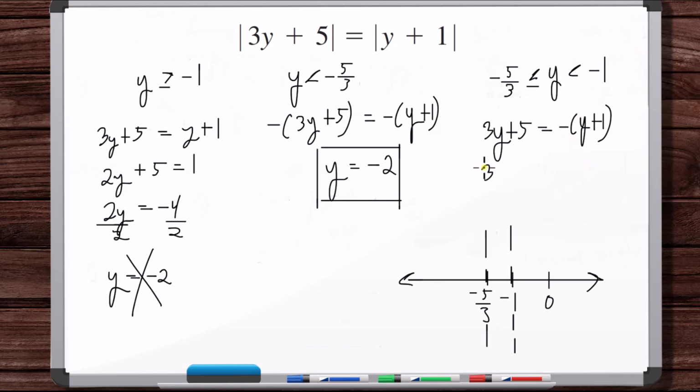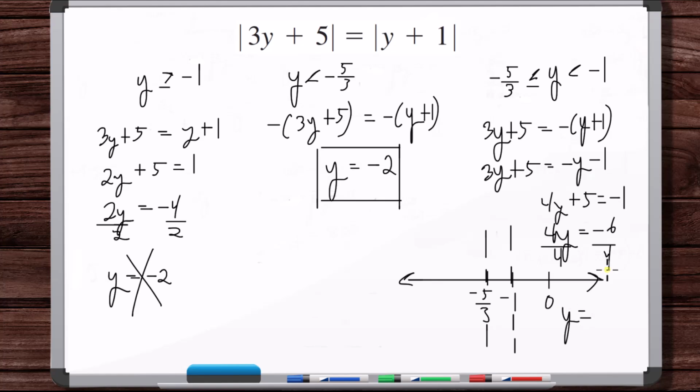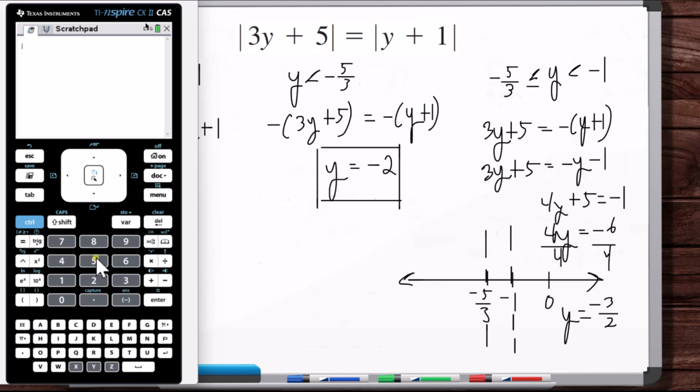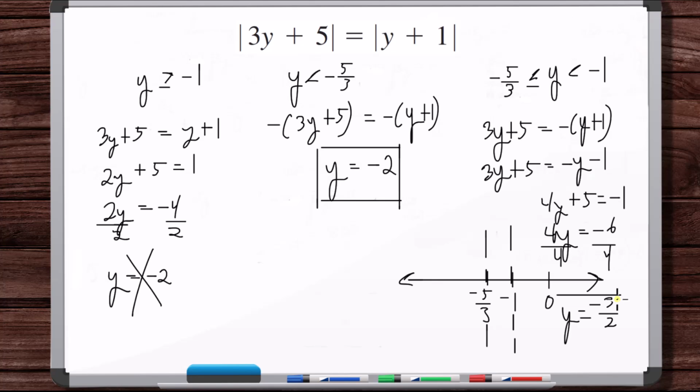So, okay, 3y plus 5 is equal to -y minus 1. Add y to both sides, subtract 5 from both sides, okay, minus 3/2. And is that between minus 5/3 and minus 1? Let's see. So 3/2 is 1.5, and 5/3 is 1.67. So yes, it is. So this is a solution.